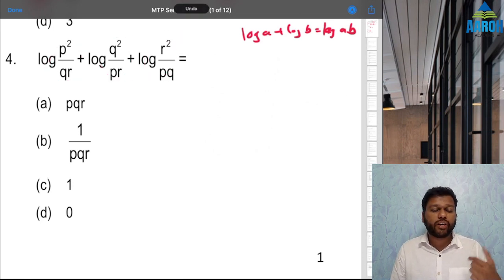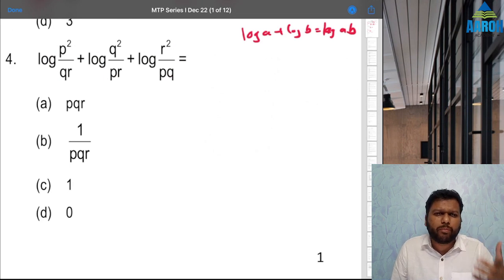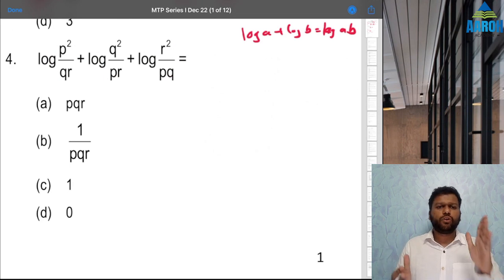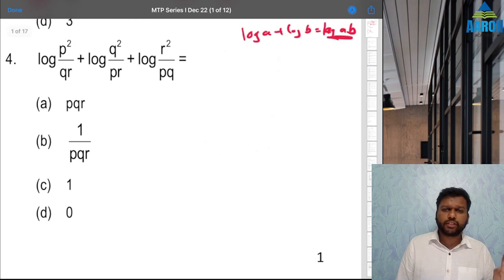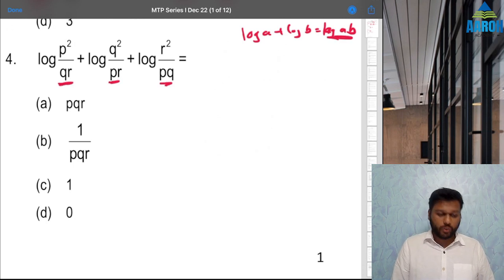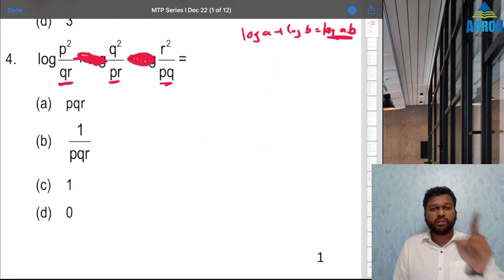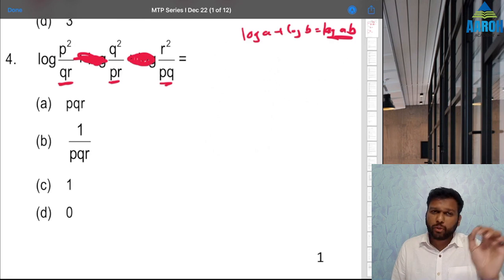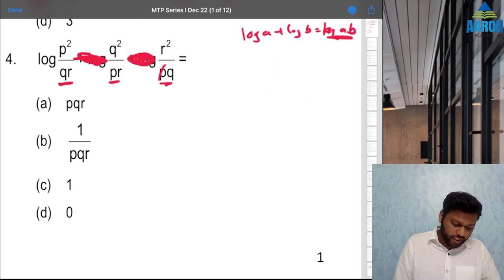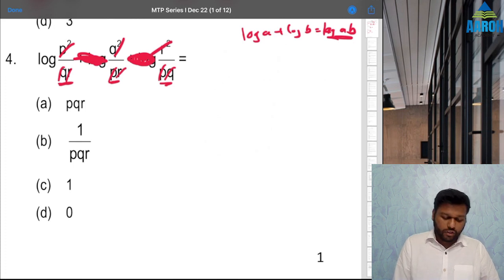Log of p square by qr plus log of q square by pr, we are not concerned with that, right? Log something plus log something means we have to multiply this term, this term, this term. Okay, so let's ignore this. It will be log of first term into second term into third term. If you observe, everything will get cancelled. How? P square, Q square, R square. Log of 1.